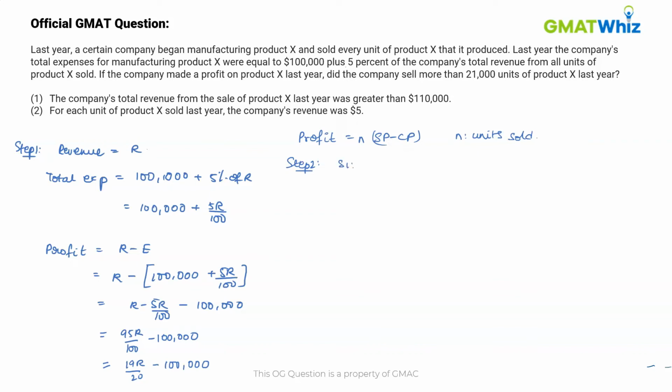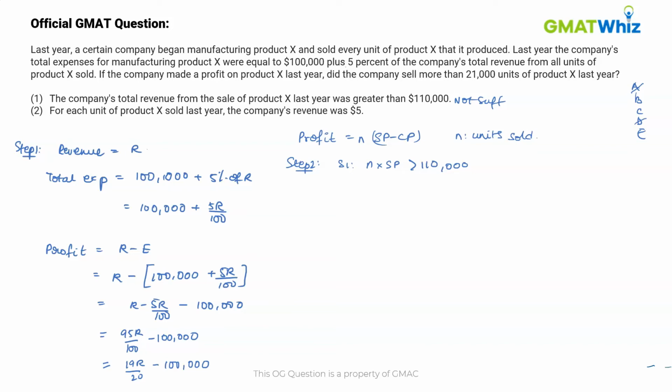So statement 1 tells us that the company's total revenue from the sale of product last year was greater than $110,000. So, this means the total revenue will be N times SP and that is greater than $110,000. Now, it is not possible for us to find the value of the number of units sold or the selling price using this inequality. So, statement 1 is not sufficient. And out of the given options, we eliminate options A and D.